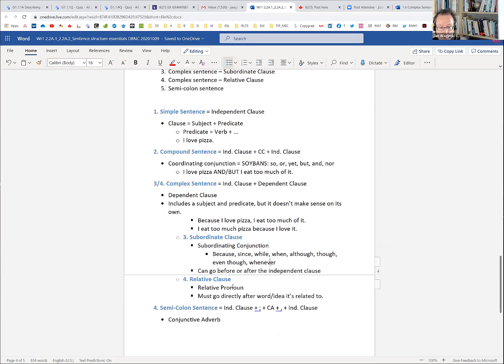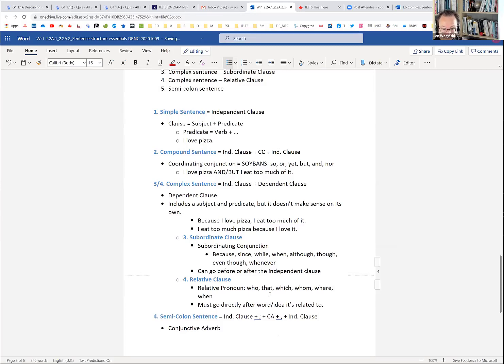Then we get to our relative clause. Relative clauses are called relative clauses because they are related to the noun that comes before them. They begin with a relative pronoun. Relative pronouns are who, that, which, and also, less commonly, whom, where, and when. In many grammar books, these are also called adjective clauses because they function like adjectives.